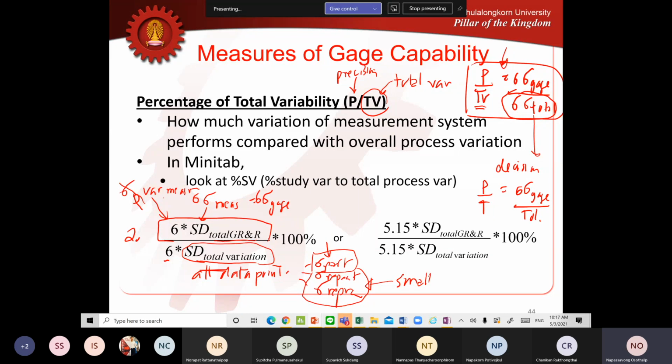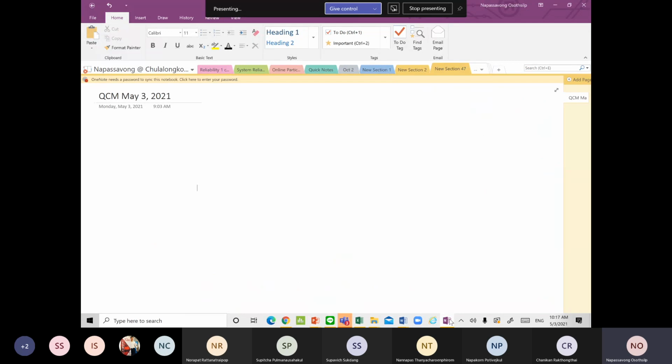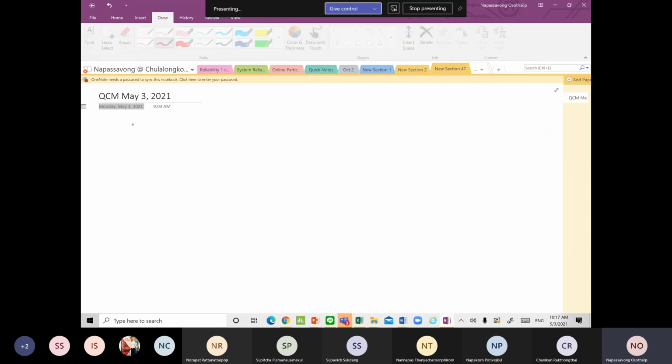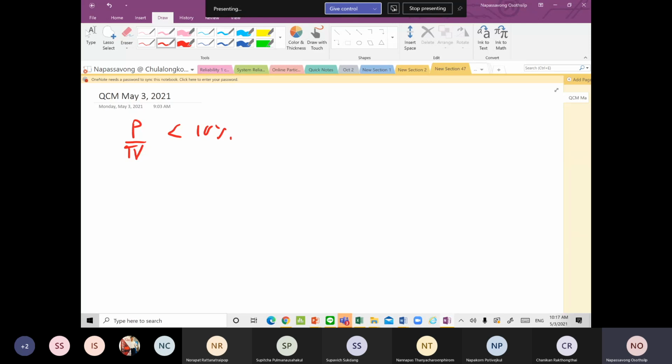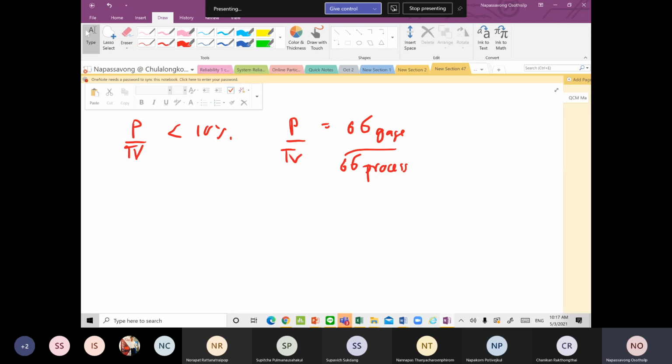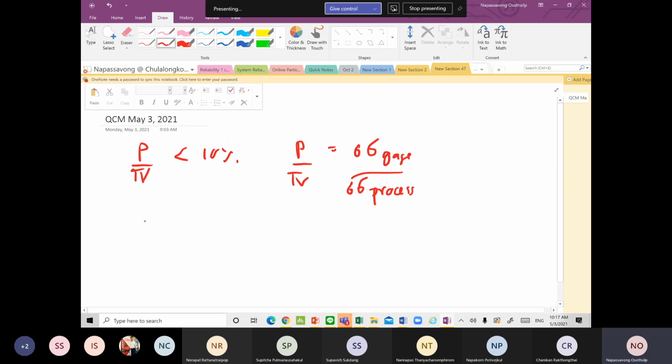One more thing I'd like you to know. So we accept P to TV of, for example, less than 10%. So P means 6 sigma of the gauge, the measurement system, and TV means 6 sigma of the total, which means the process, composed of the variation of the parts also, right?